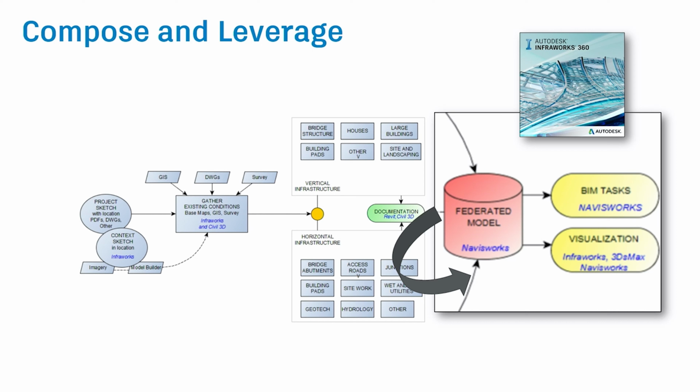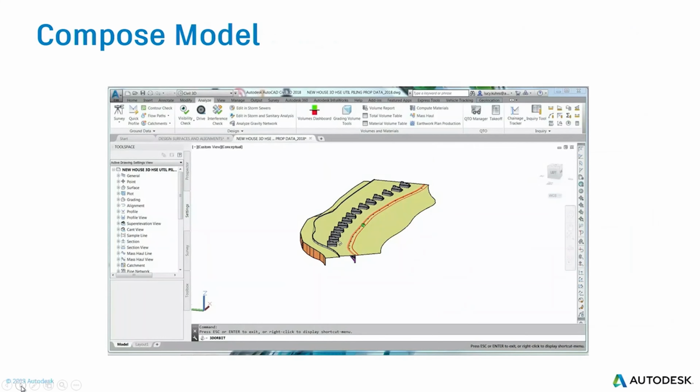Clash detection is probably the first one that comes to mind. Quantification, what else? So virtual construction, timelining, things like that, okay? So just to be aware that that is the output end of this, okay?